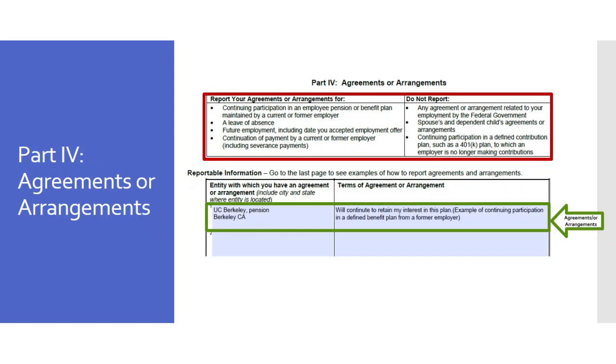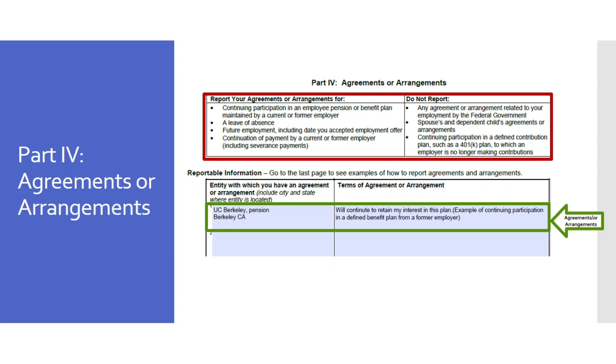Part 4, agreements and arrangements. Reportable agreements and arrangements are typically prior employment-related payments and plans, like pension and retirement benefits, and future employment agreements both for moonlighting jobs or post-government service. Report for yourself only. Some examples of reportable agreements and arrangements are continued participation in an employee pension or benefit plan of a current or former employer.